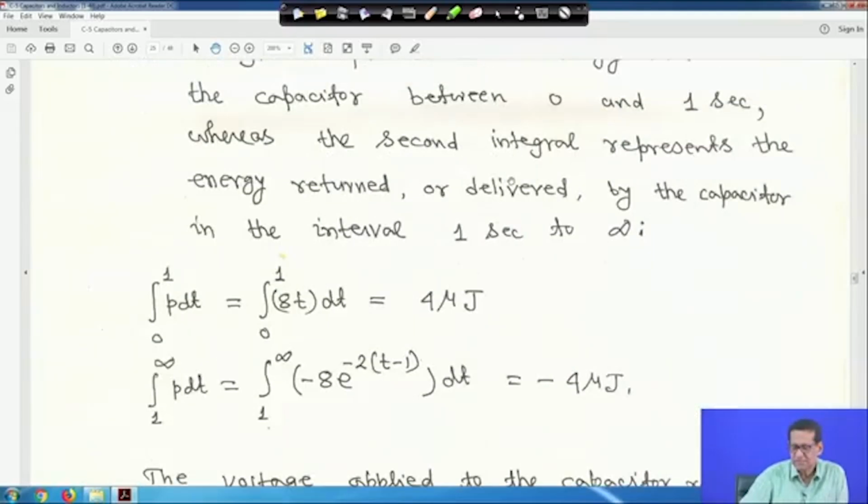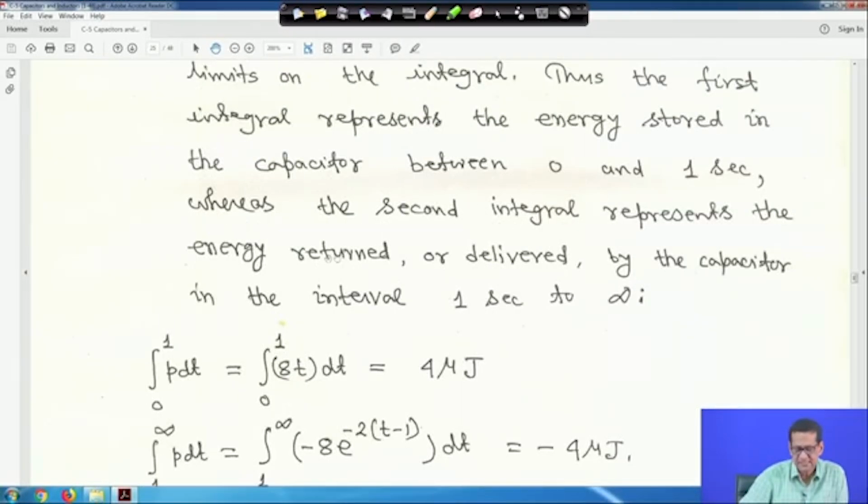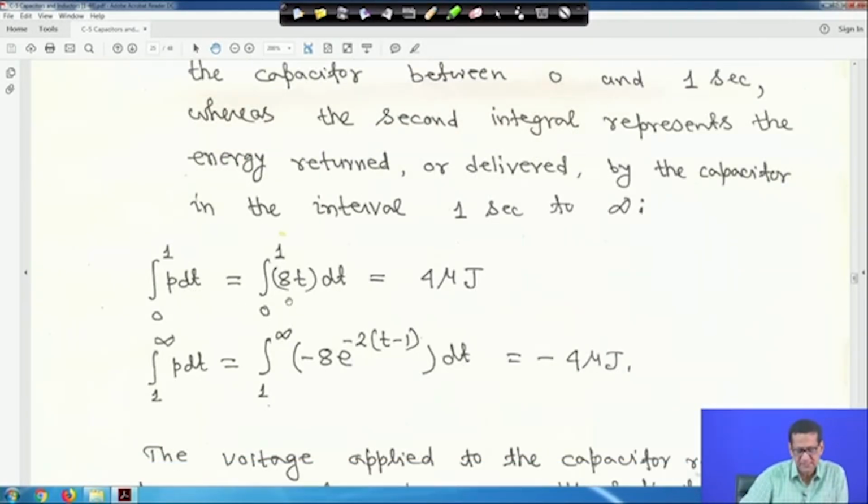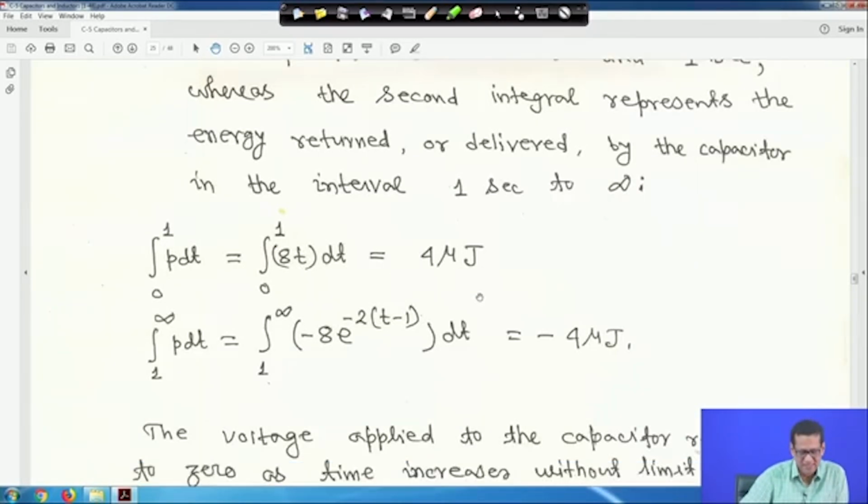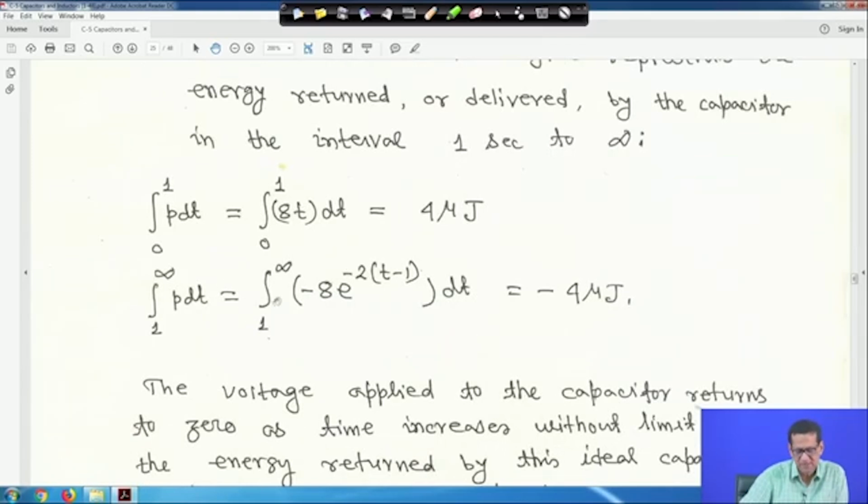The second integral represents the energy returned or delivered by the capacitor in the interval 1 second to infinity. So, for 0 to 1, p dt is the integral of 8t dt. You integrate, it is a definite integral, and you will get 4 microjoule. And for 1 to infinity, the integrand is minus 8e^(-2(t-1)). You integrate and simplify, you will get minus 4 microjoule. So, energy stored is equal to energy delivered. It is matching, right.